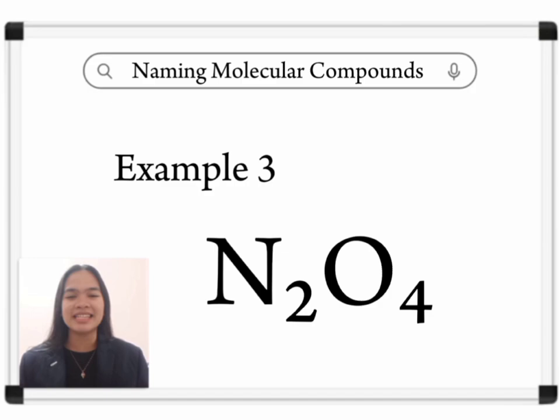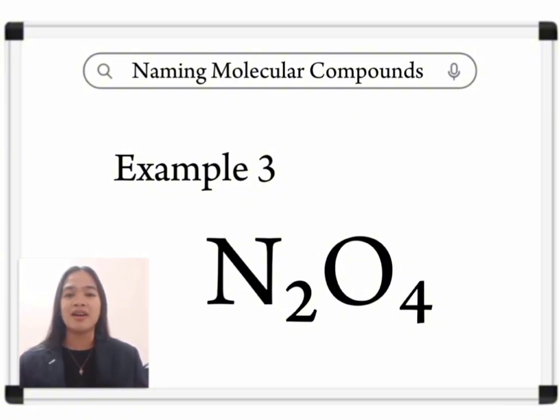Let us now analyze this compound step by step. First, identify the elements present, nitrogen and oxygen. Next, determine the number of atoms of each element. There are two nitrogen atoms, so we use the prefix di, forming dinitrogen. There are four oxygen atoms, so we use the prefix tetra.